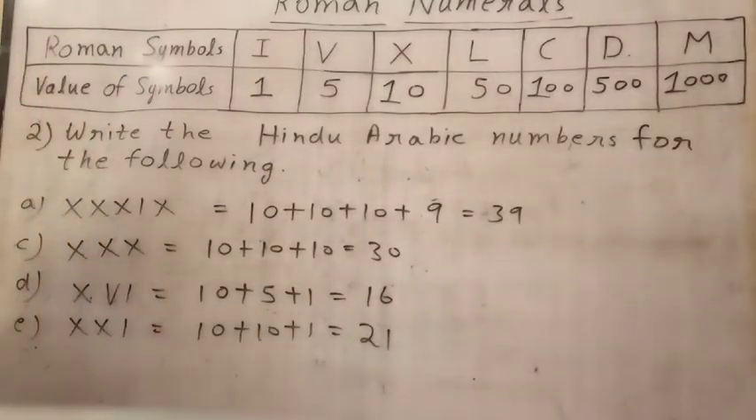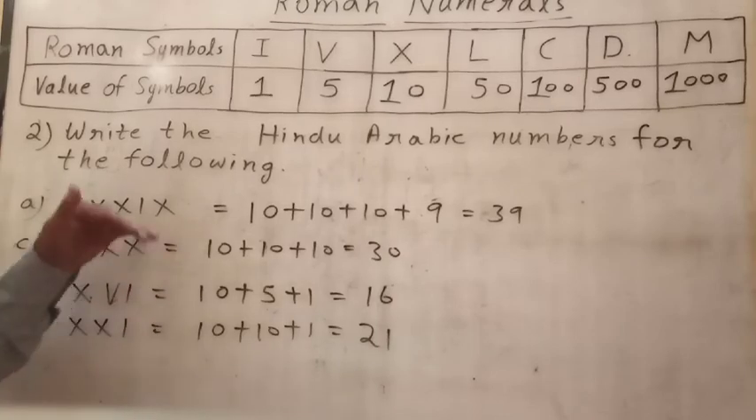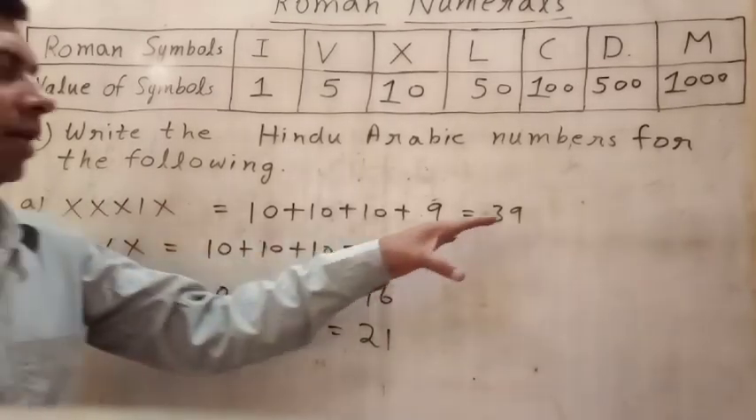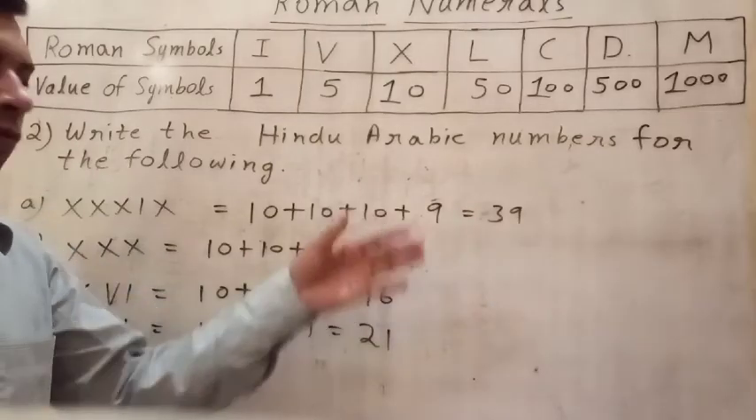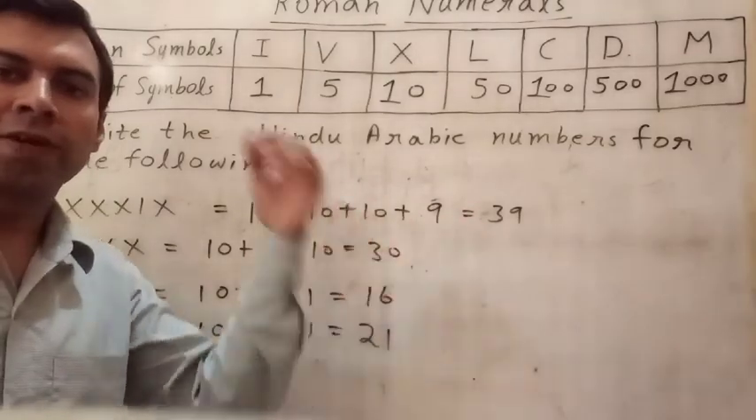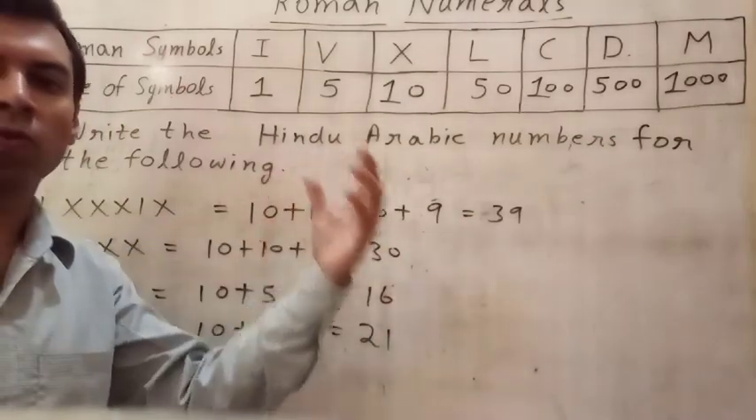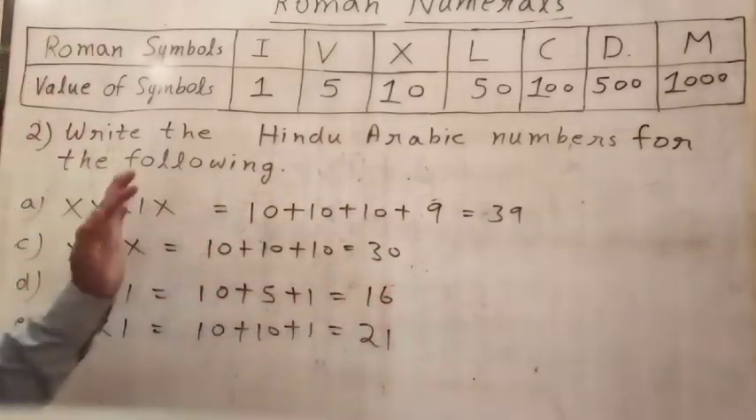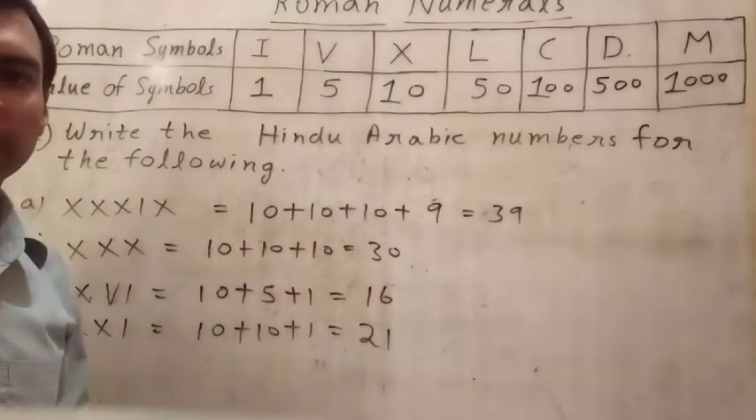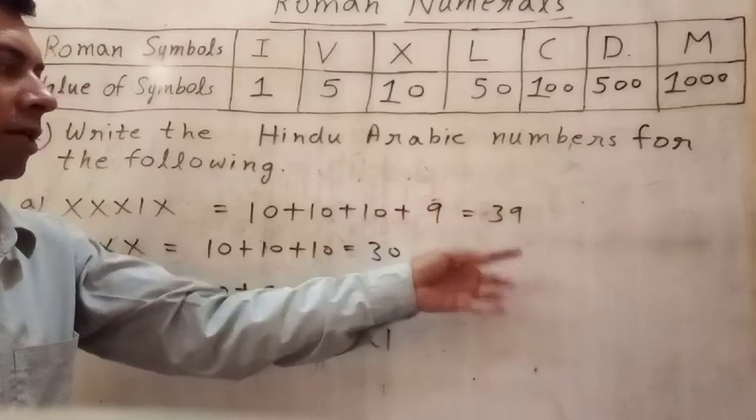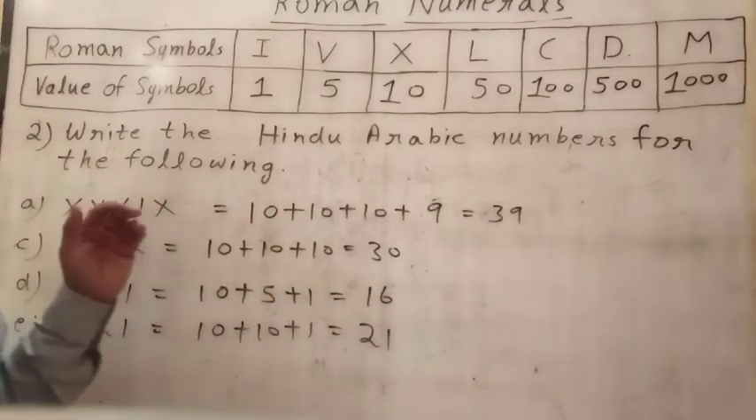So when the question asks to write in Hindu Arabic numerals, we write in numbers. When a Hindu Arabic numeral is given and it is asked to write in Roman numerals, then we write in Roman numerals. Means if a number is given and we have to write in Roman numerals, we will write in this format. Clear?